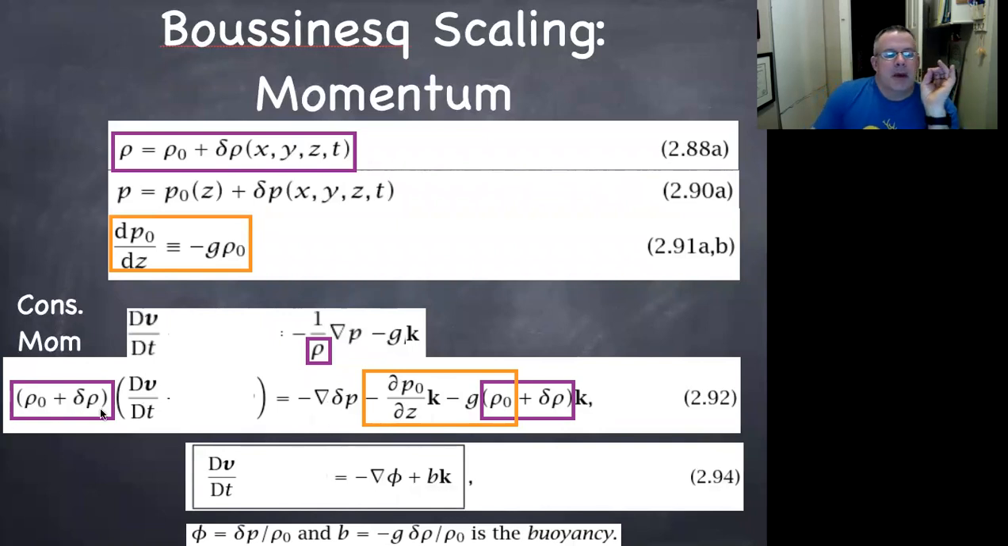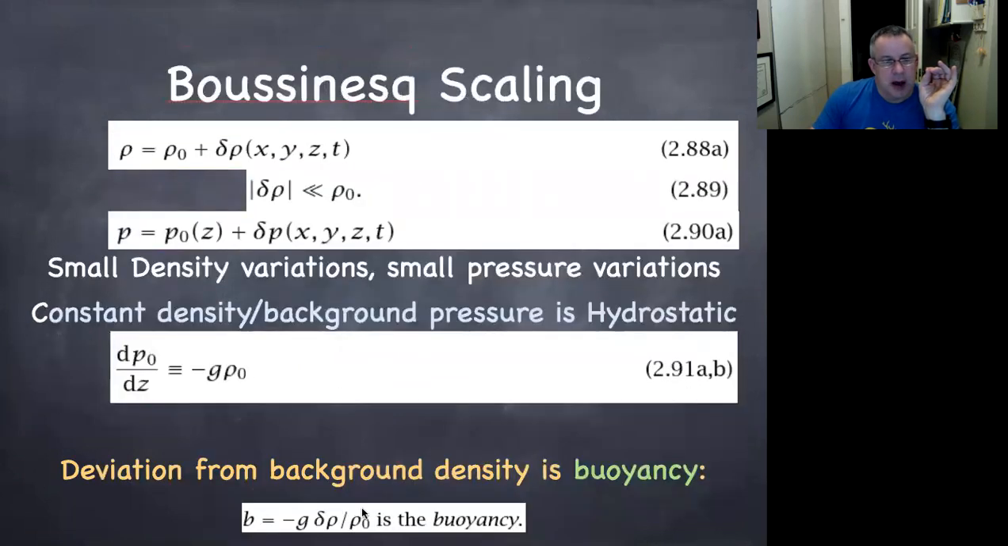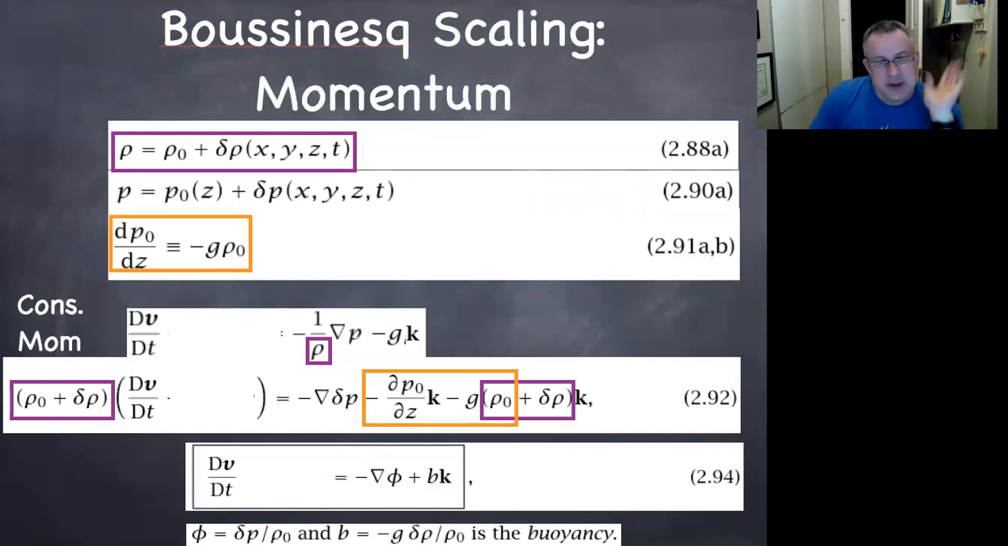So where the smallness of this delta rho comes in is in simplifying which density it is that multiplies the acceleration on this side, which makes the buoyancy form only depend on rho naught in the denominator, not rho naught plus delta rho, which is a whole lot more convenient because it makes it linear rather than non-linear.